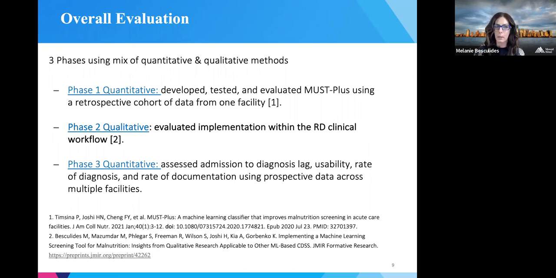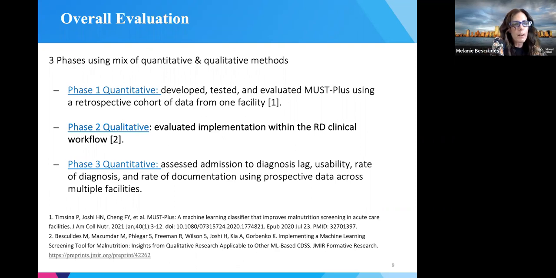Not perfect, but better. And so that led to the implementation of MUST Plus, the machine learning screening tool, in multiple facilities. At first it was only implemented in our main hospital, which we call Mount Sinai Hospital. And then over a 2-year period, it was rolled out or scaled up into 5 other hospitals within the Mount Sinai system.